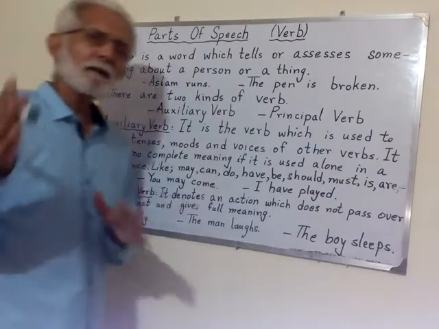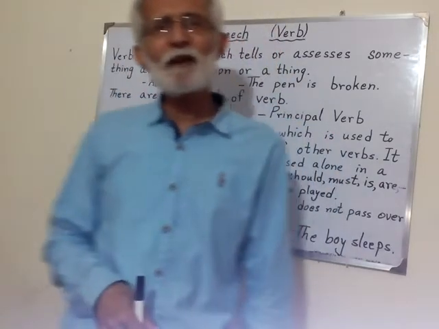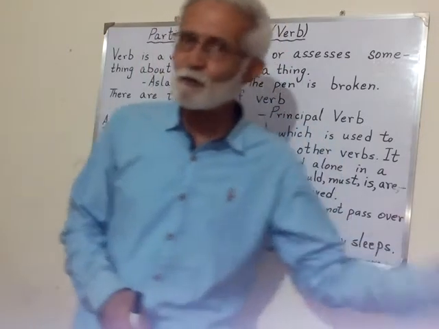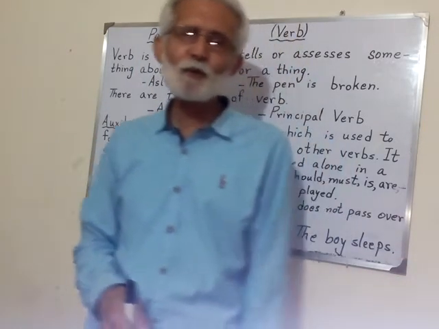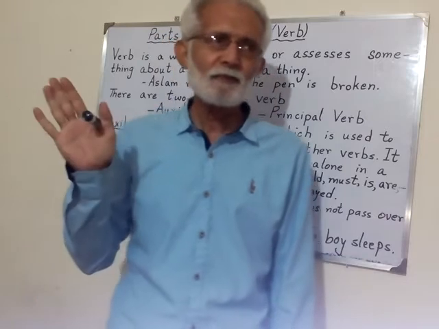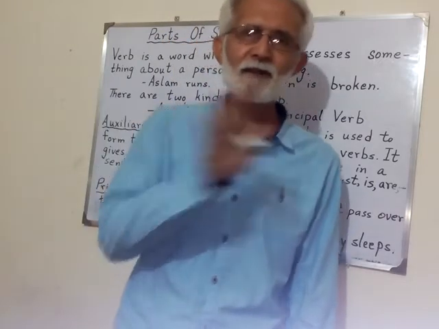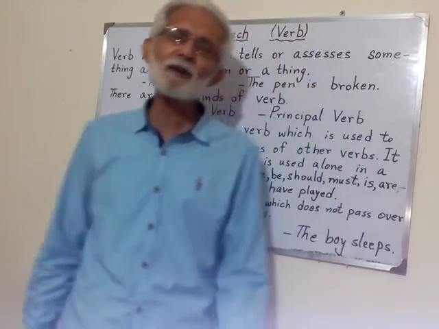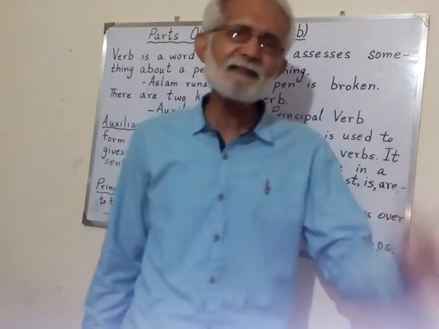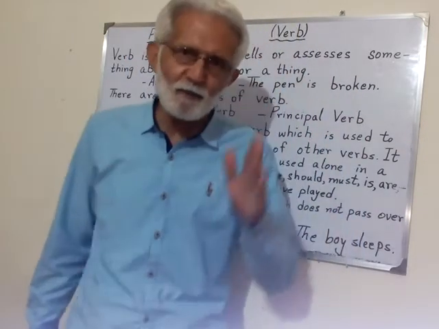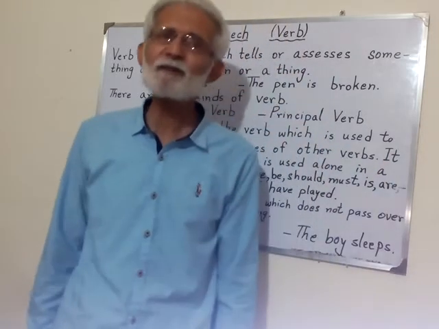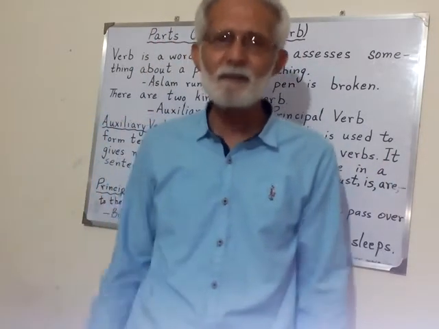Remember, when we have to define verb, we will say verb is a word which shows action. Verb is a doing word. So when action is there, then we call that word a verb. Now basically what is action? It is the word which assesses or tells us something about a person or a thing. Then we say this is a verb.